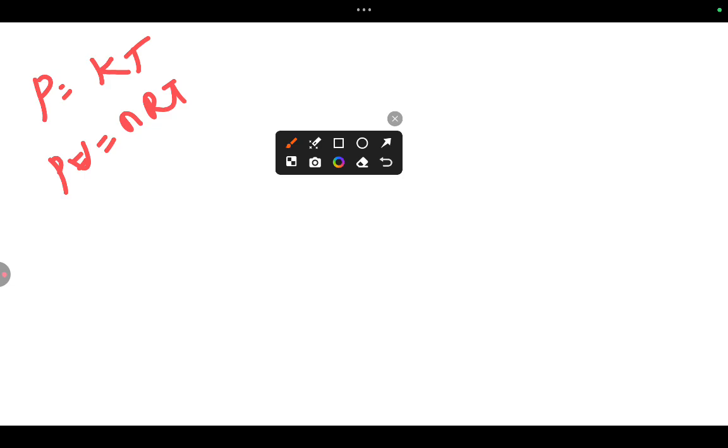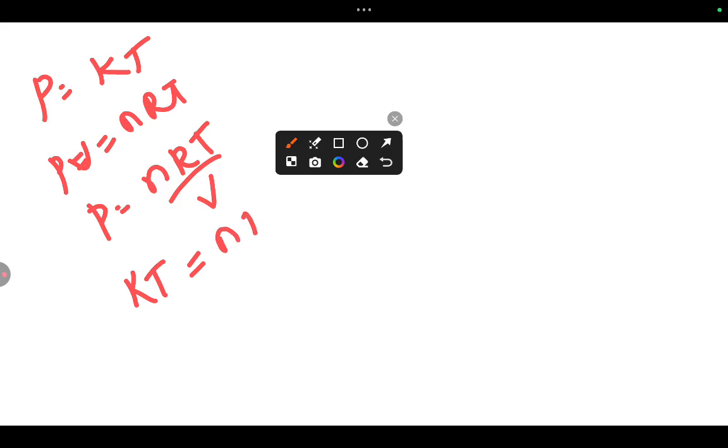So here from the concept, P equal to nRT by V, and P equal to KT. So KT equal to nRT by V. Now the T's will be cancelled. So V equal to nR by K.